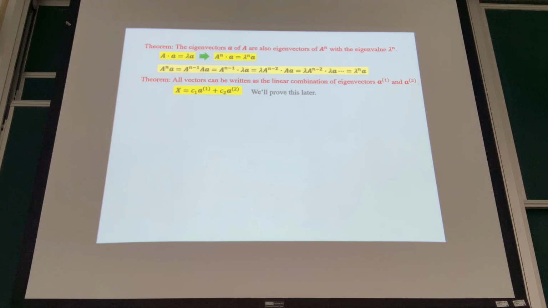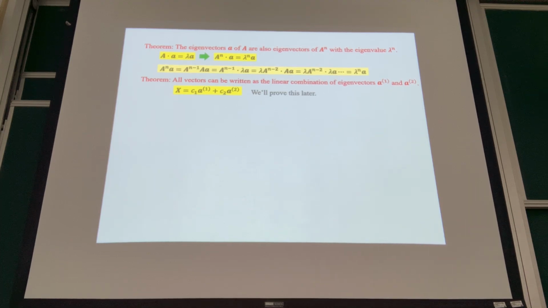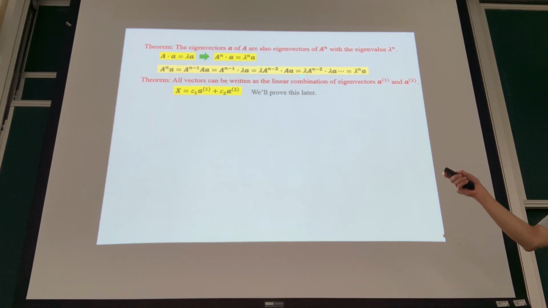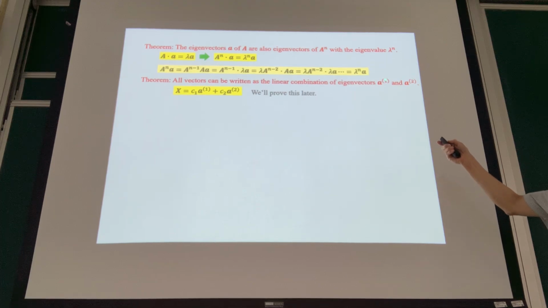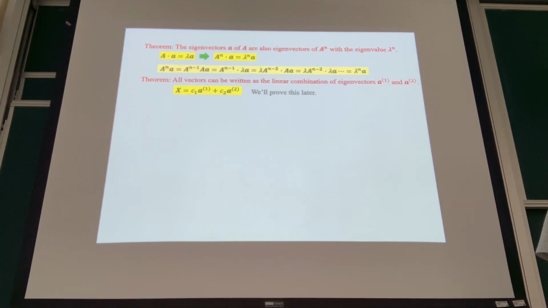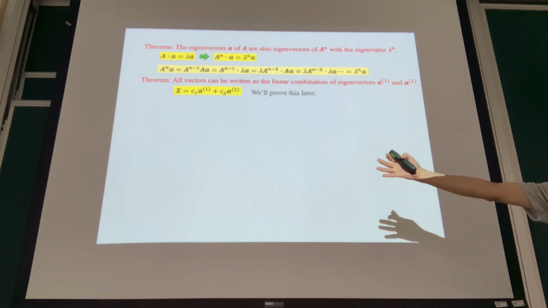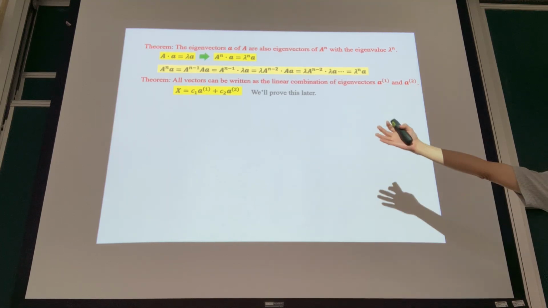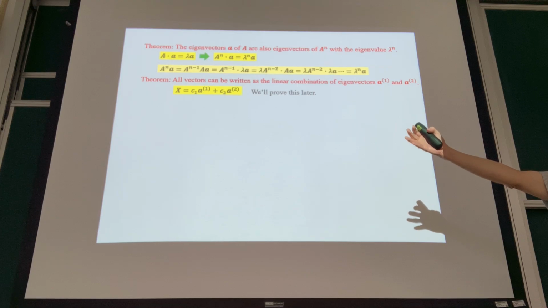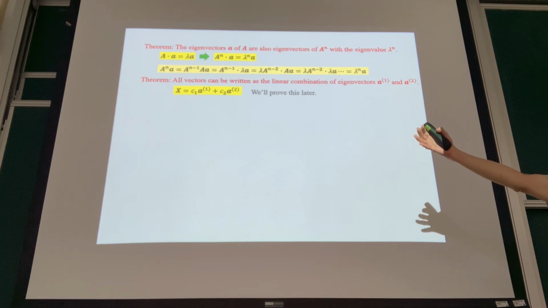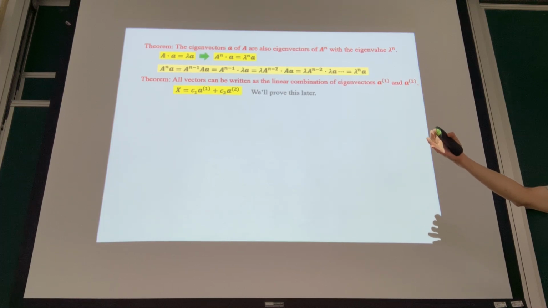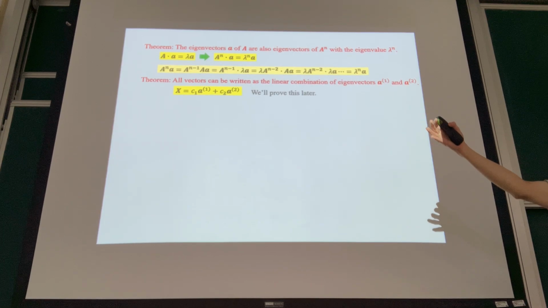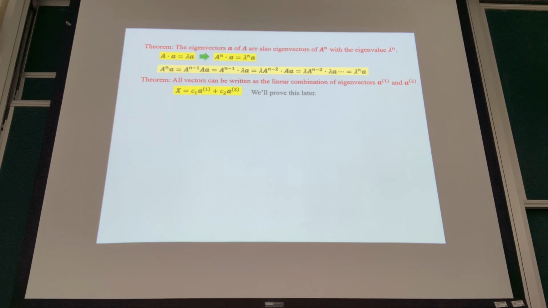Okay. Then theorem 2. All the vectors could be written as a linear combination of eigenvector a1 and eigenvector a2. Yeah, because there are 2 different, usually perpendicular vectors. So they could become a basis of the space, the unit vectors. Almost like the x-axis and y-axis in the ordinary 2-dimensional space.